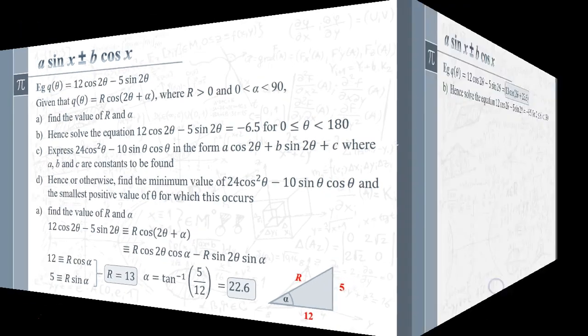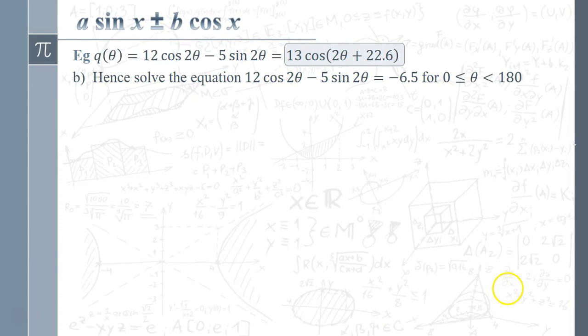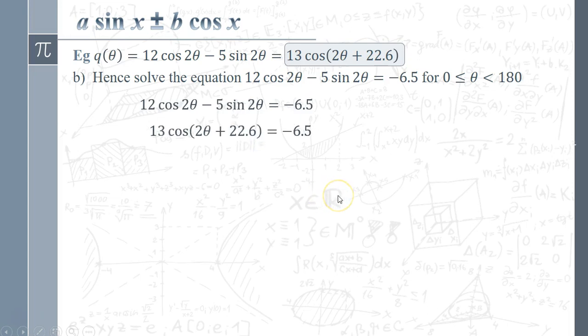Okay, let's now get into playing around with this. So I've got my expression, and we've got the answers here. There are two values, r was 13 and alpha was 22.6. And it says, hence solve the equation. Now clearly this bit here, this 12 cos 2 theta minus 5 sine 2 theta, that's our original expression. So what we're going to do is simply replace that with our new expression. And now it's just a case of solving it for cos.